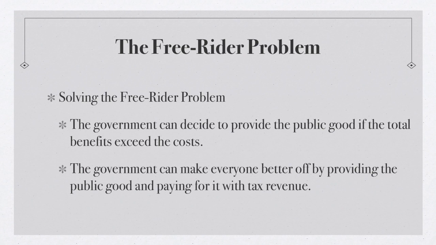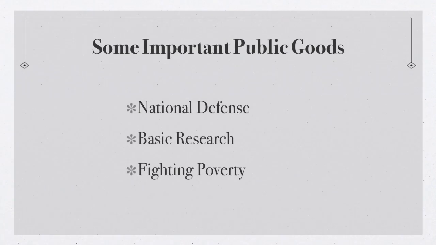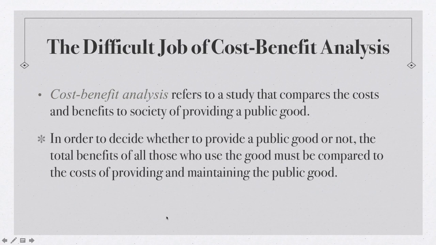The issue with the free rider problem is that some notable public goods are national defense, basic research into things like the relationship between cholesterol and heart disease, right? Not specific patentable research like how does a drug work, but basic research, and fighting poverty. Now the government will provide public goods when the benefits outweigh the costs. The issue becomes actually trying to perform cost benefit analysis.